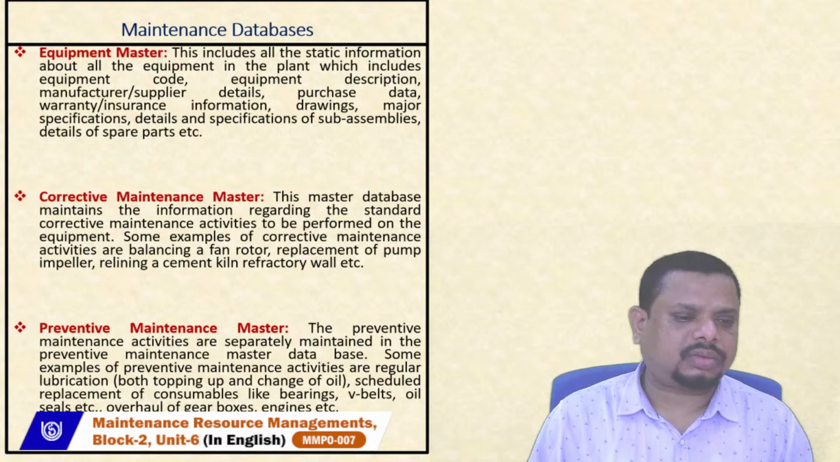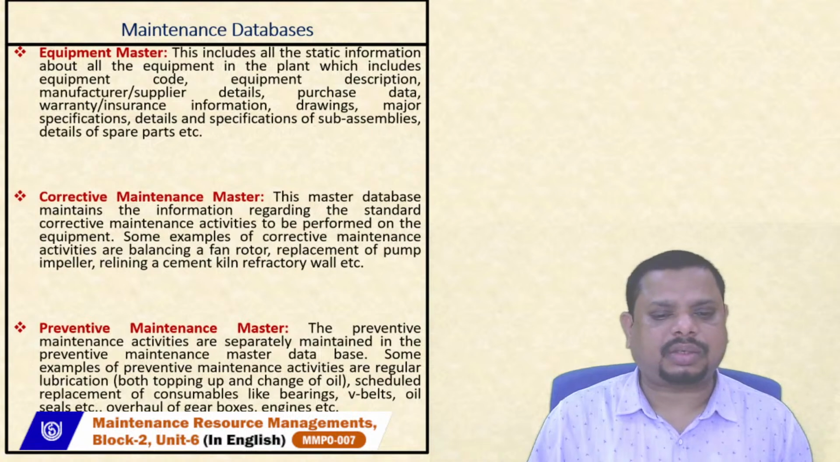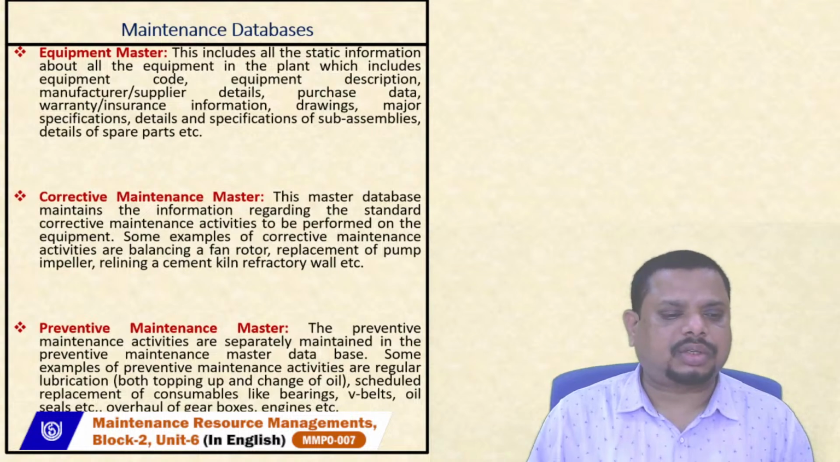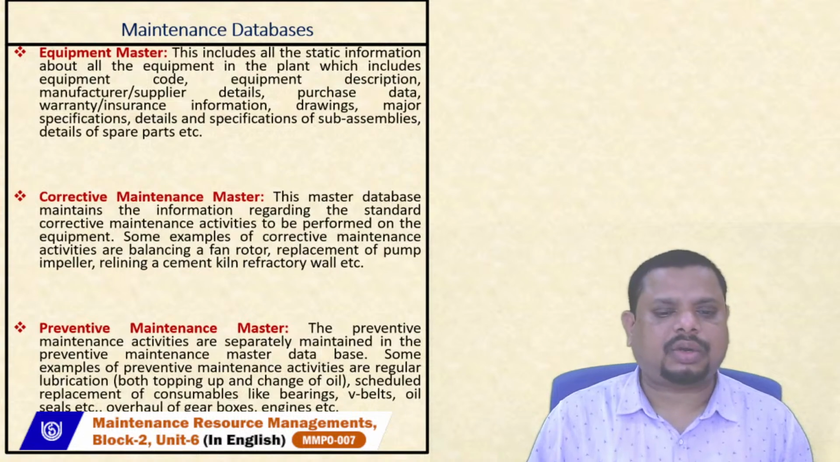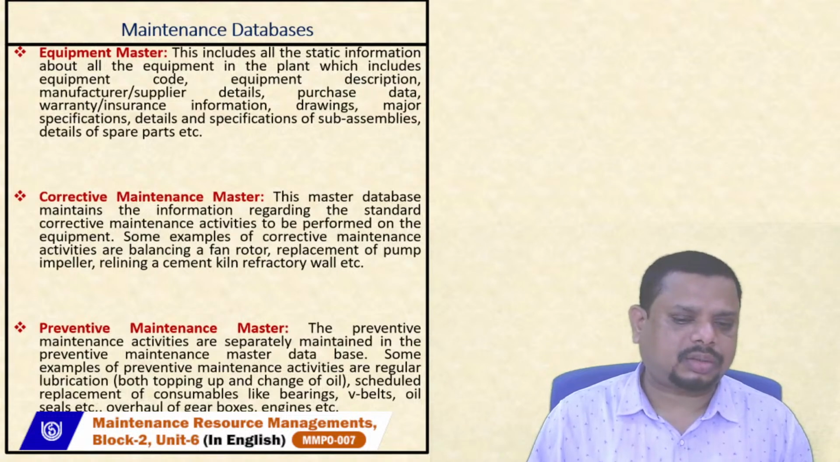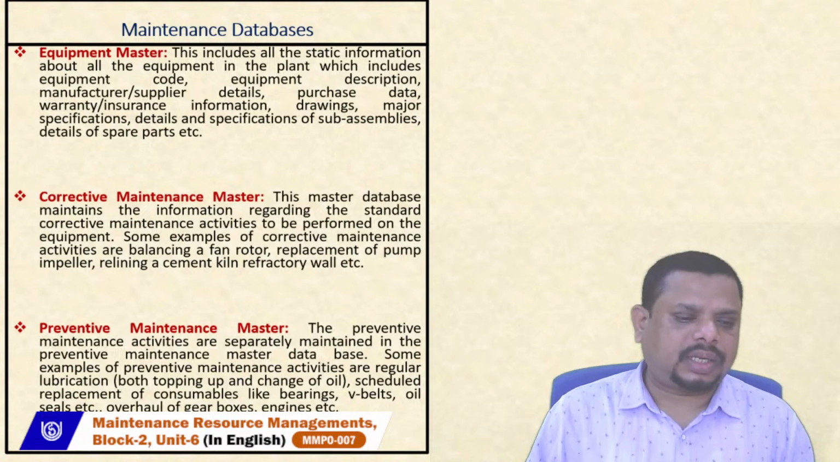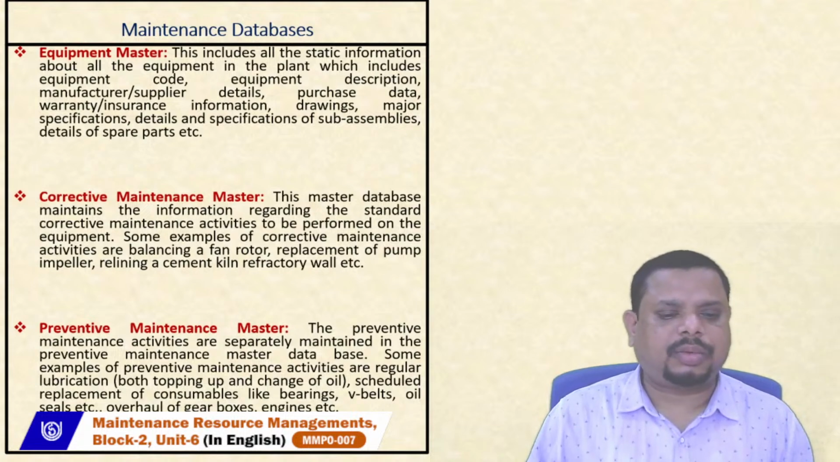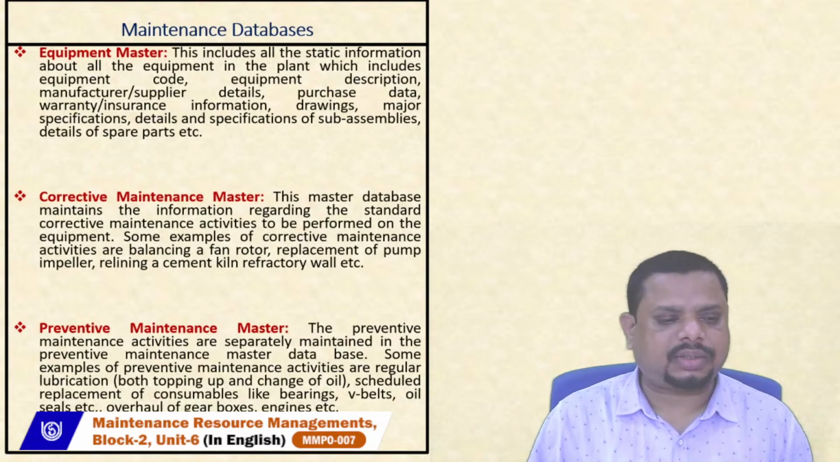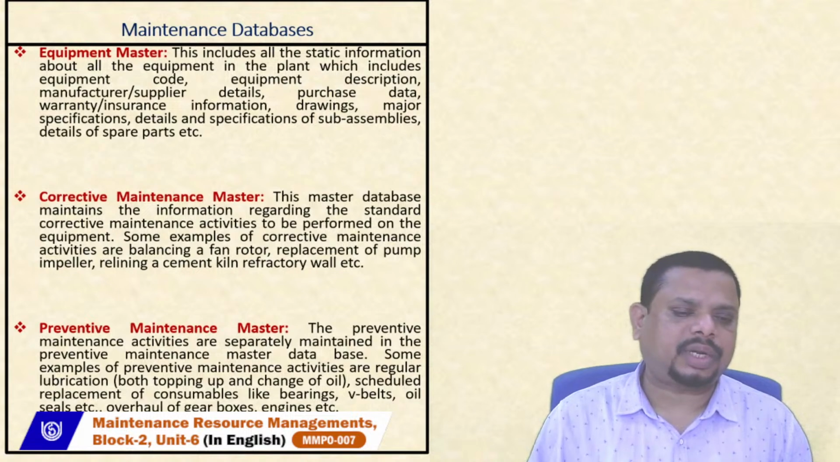Moving to the next one, we have preventive maintenance masters. Preventive maintenance activities are separately maintained in the preventive maintenance master database. Some examples are regular lubrication of gearboxes, engines, or hydraulic motors or hydraulic pumps. Then scheduled replacement of consumables like bearings, V-belts, oil seals, and overhaul of gearboxes or engines. So these data are included in the preventive maintenance master.